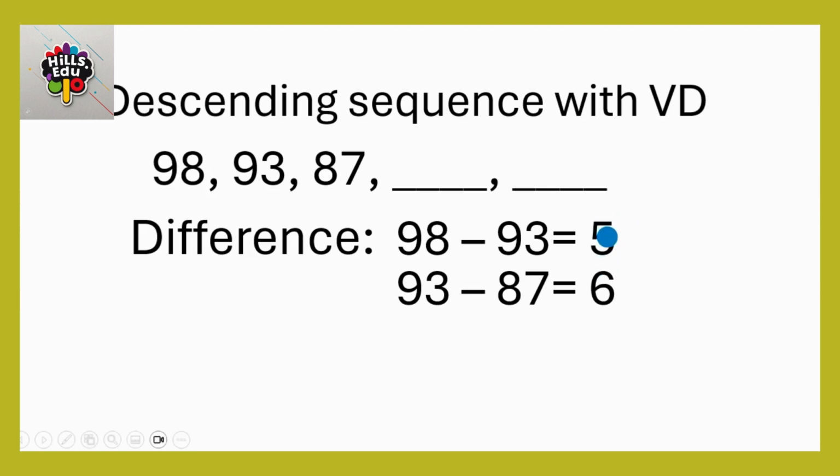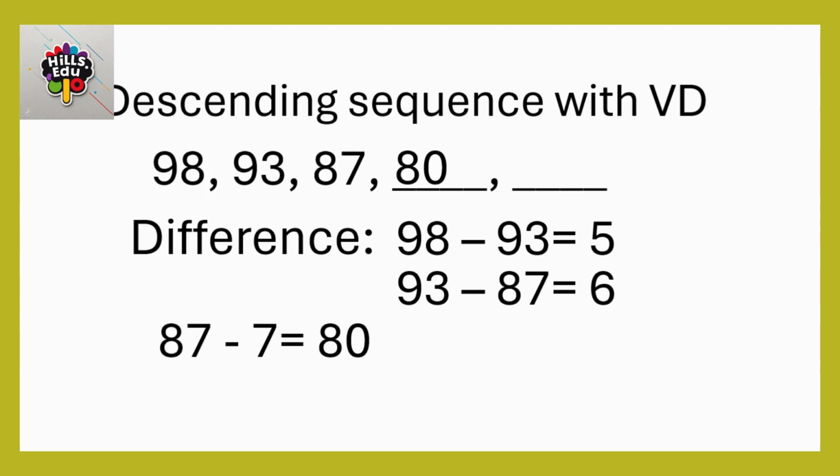And so we have 5, we have 6, the next will be what? 7, right? And because the numbers are decreasing, we are going to definitely take away 7 from this last number, and that will be 87 minus 7. And that gives us 80. So 80 is the next number in line.